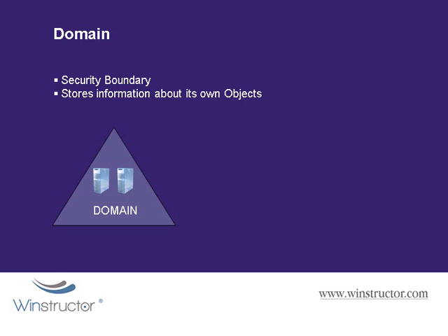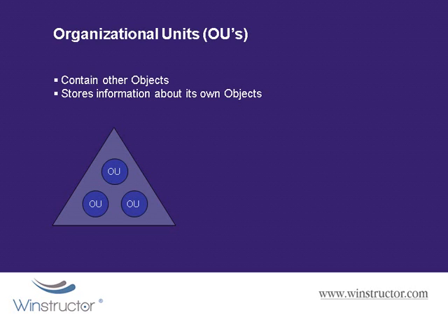These domain controllers keep a central list of user passwords and permissions that these users have to objects in the domain, and the domain stores information only about the objects that it contains. Now within our domains, we can also create organizational units, or OUs. OUs are just containers that are used to organize objects into a logical group. Now an OU can contain objects like user accounts or groups, computers, printers, file shares, and OUs can also contain other OUs.